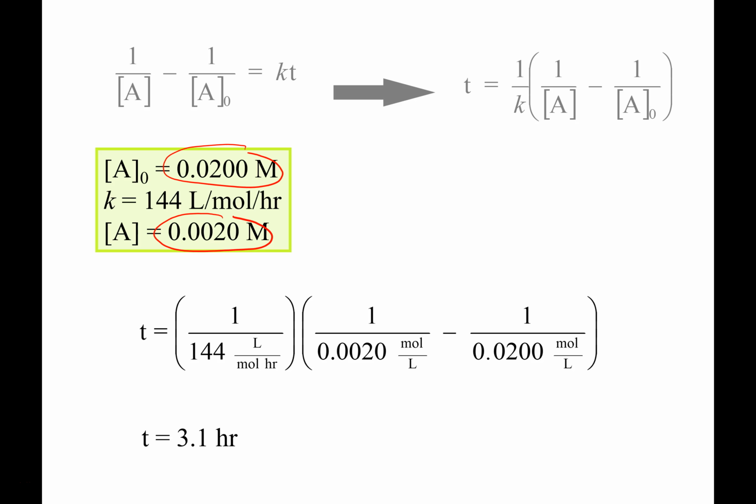But what you end up with is a value of 3.1, and notice that your units are going to be hours. The units here are moles per liter in the denominator, which is liters per mole, and here it's liters per mole in the denominator, so it's moles per liter, and they cancel out, which just leaves you the units per hour that came along with the k. So anyway, that's your answer.